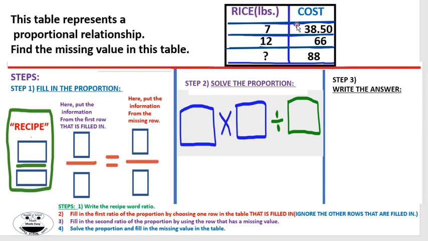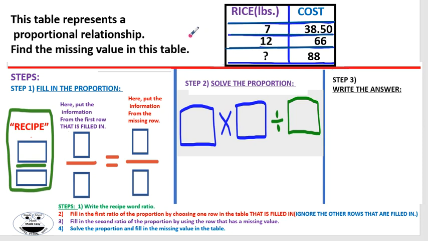Here is a table, and it has a missing value where the question mark is, and it is important to understand that the reason we can use proportions to solve for the missing value is because this table is proportional. It represents a proportional relationship. And that's something you should have learned. If you did not learn that, maybe in the future we'll be making videos on that. But for now, that means that any two rows in the table, we can set up a proportion and the two ratios will be equal.